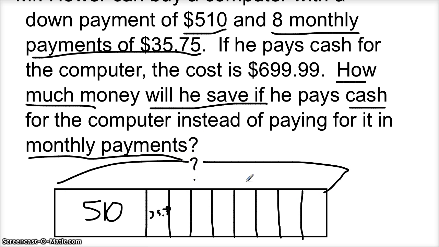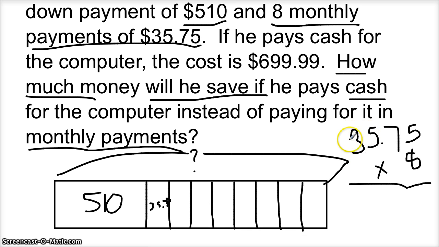Try and solve that out on your own. Okay, so the first thing you need to do is take the monthly payments and multiply it by the 8 months that he's going to do so that we can figure out this big chunk of money here. So set it up as the standard algorithm, but if you want to use an area model, you're welcome to.